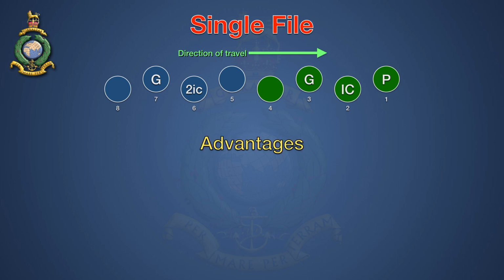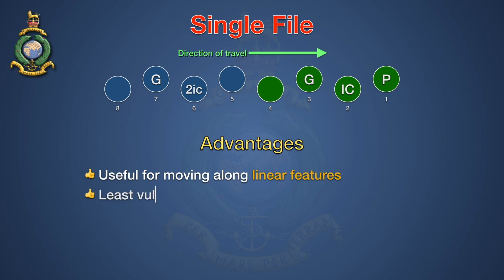So what are the advantages of single file? It's useful for moving along linear features, straight lines, roads, thin, long areas, basically. That's what we mean by linear features. It's the least vulnerable of the formations to attacks from the left or right flanks.